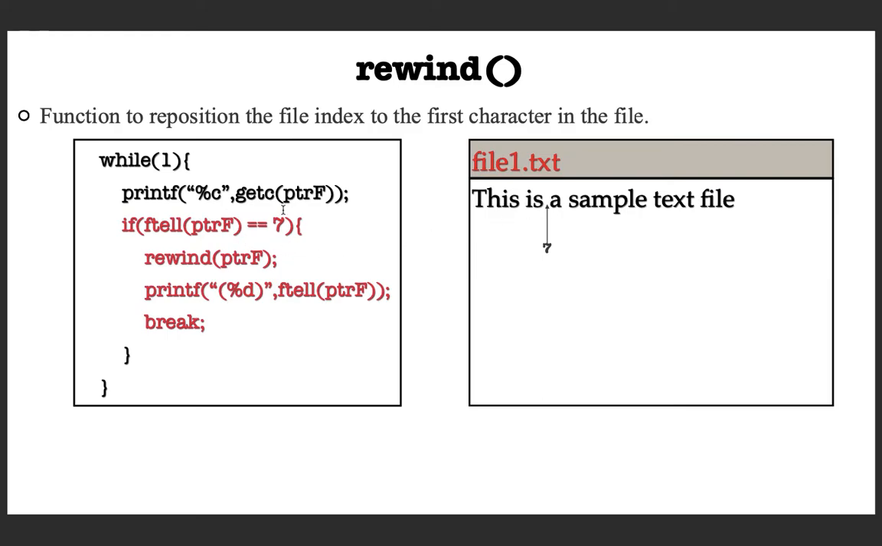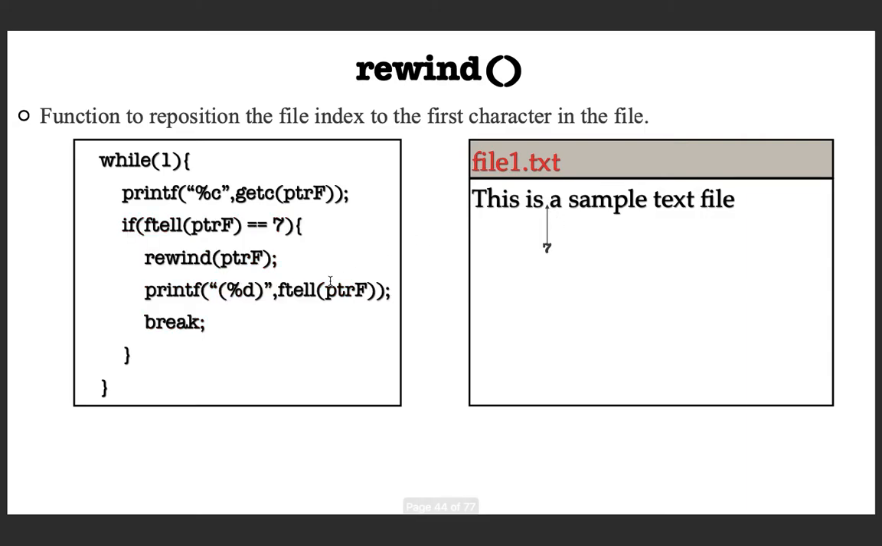And if it is reaching 7, what is it doing? It calls rewind, that means reposition it to the 0th position again. And after that I am just trying to print the ftell value. It must print 0 because wherever it is, rewind will get it back to the 0th position.